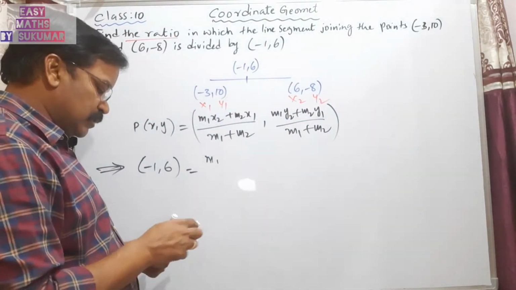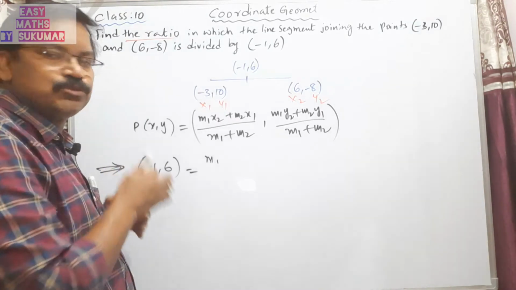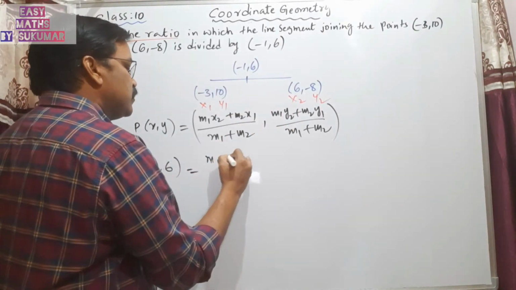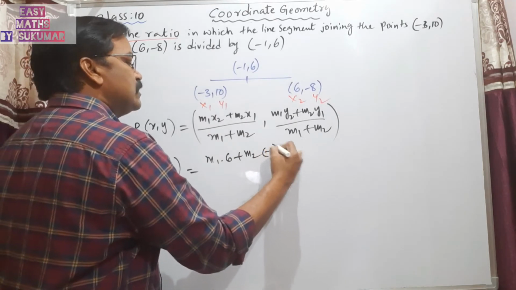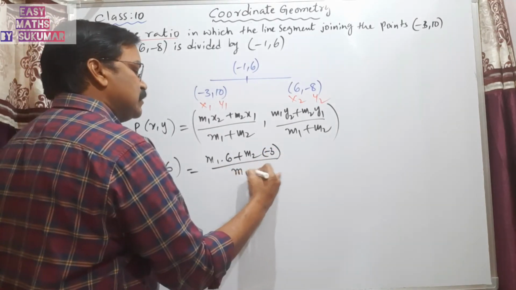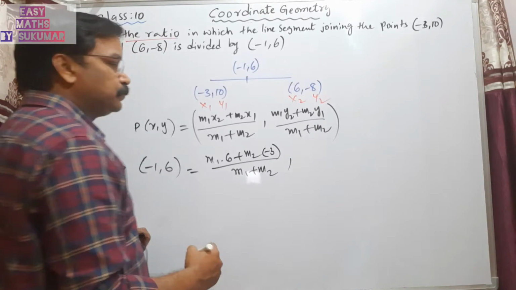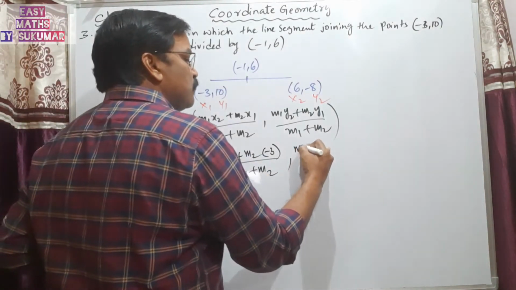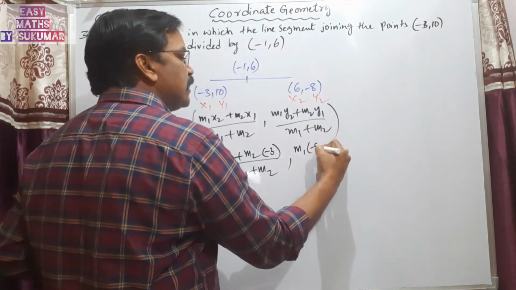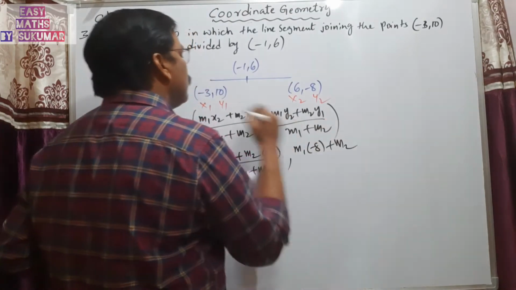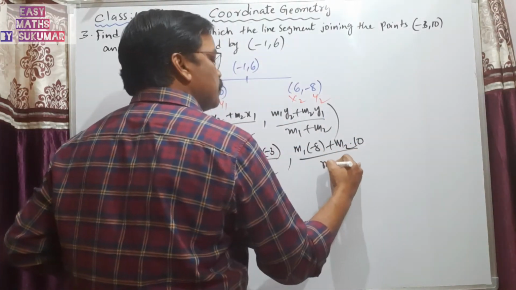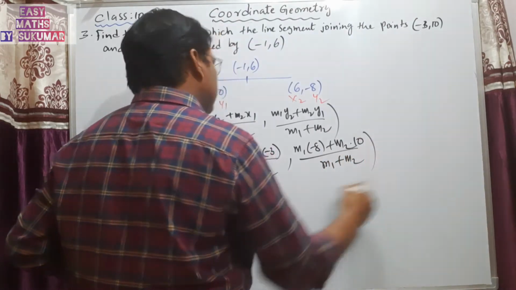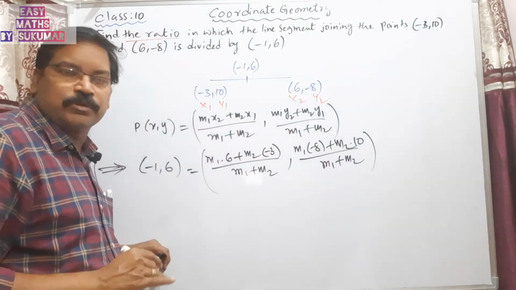Okay, so here this is M1 into x2. What is x2 here? M1 into 6 plus M2 into x1, which is minus 3, by M1 plus M2, comma, again M1 into y2 is minus 8 plus M2 into y1 is 10 by M1 plus M2. We don't know what M1 and M2 are.